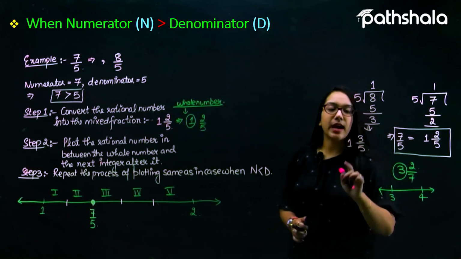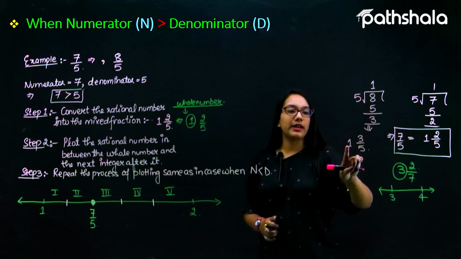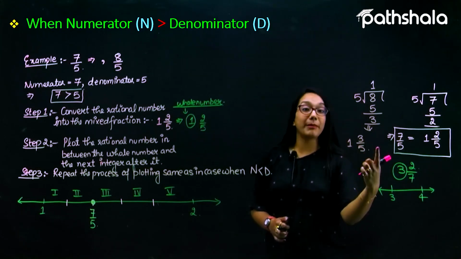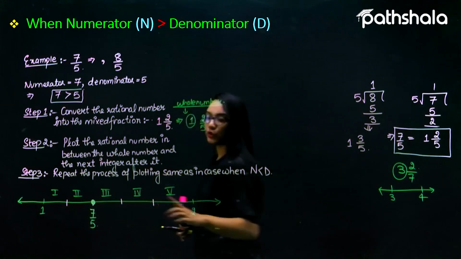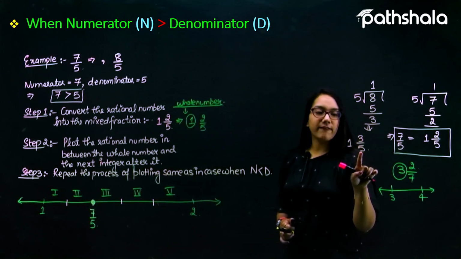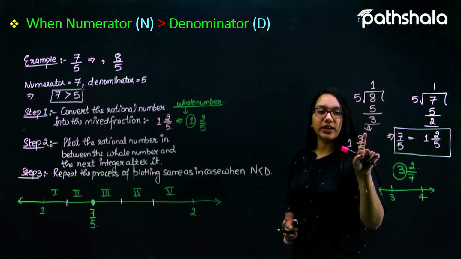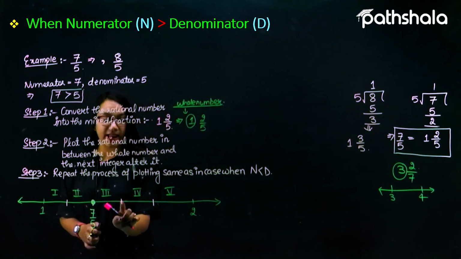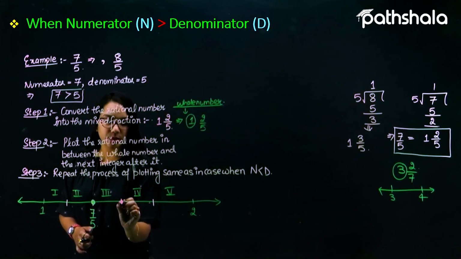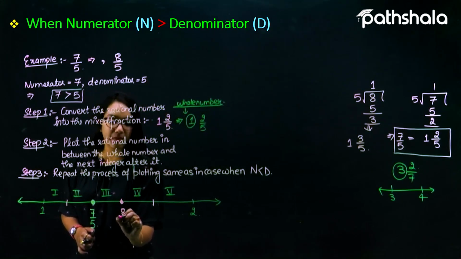So it means that this particular rational number will lie in between 1 and the coming integer, which is nothing but 2. So 1 and 2, again it is 3 by 5. It means we are talking about the 3rd section out of the 5 sections. So the 3rd section is over here and it ends up over here. So this particular point is nothing but 8 by 5.